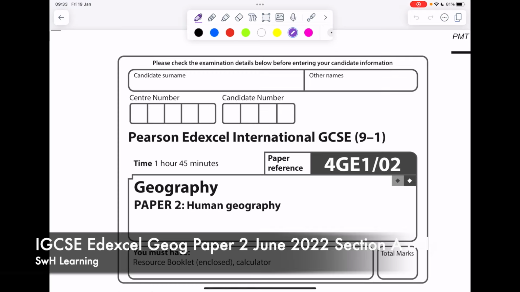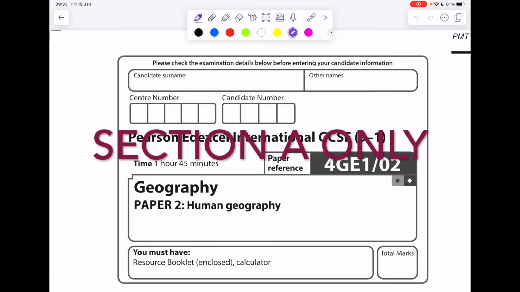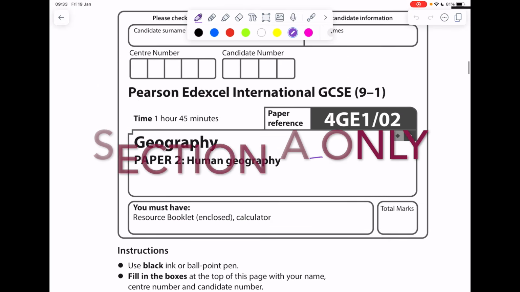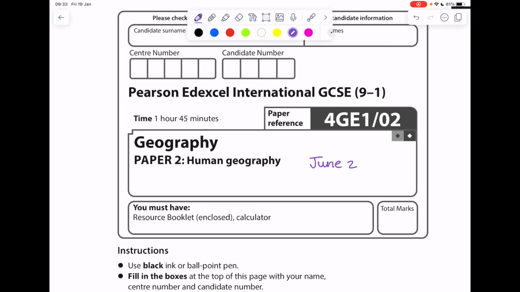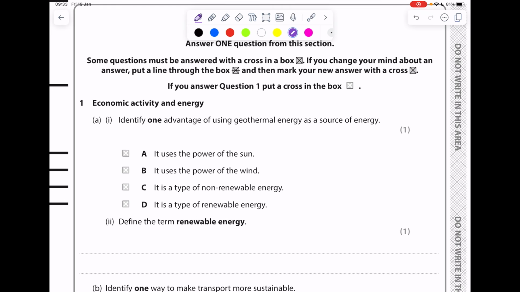This is an IGCSE Edexcel Geography Paper 2 Human Geography talk through from June 22. Economic activity and energy. Identify one advantage of using geothermal energy as a source of energy.